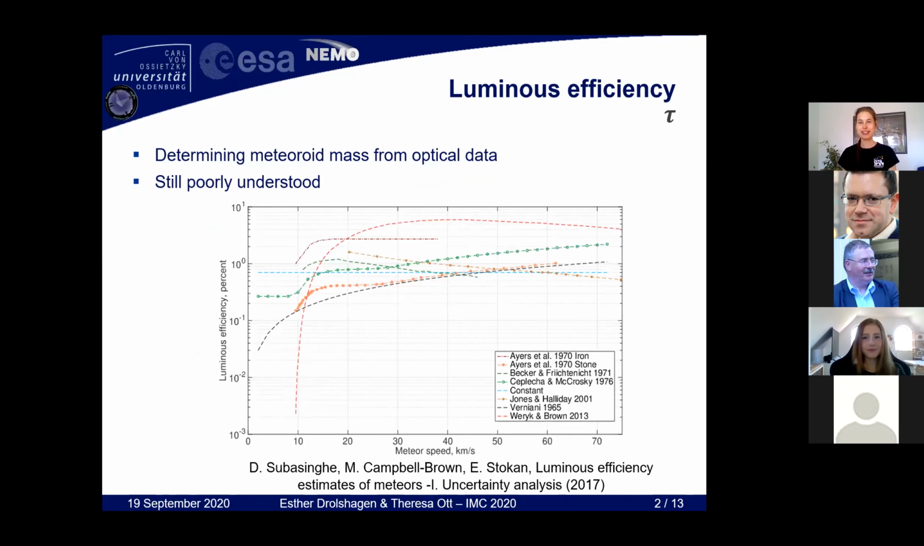Just shortly as a motivation, the luminous efficiency, tau as we will call it later on, is used to determine the mass of an entering object, of the meteoroid, from optical data. It's of course a very important factor, you all know it, but still it's quite poorly understood. There are still some difficulties with that. We found this nice image in a publication that compares a lot of different publications, showing that the luminous efficiency that is assumed and used varies by orders of magnitude. So there's still a large discrepancy between them.